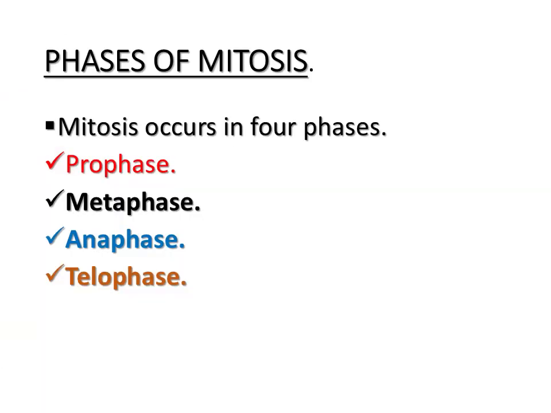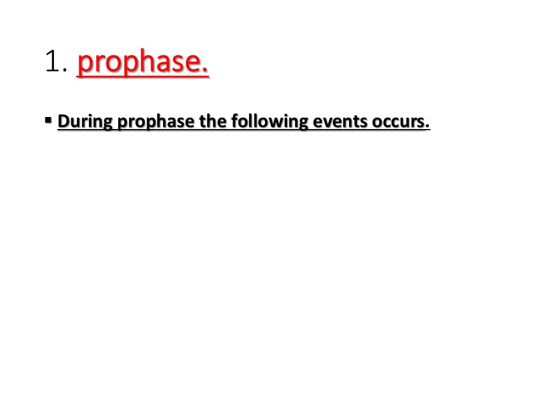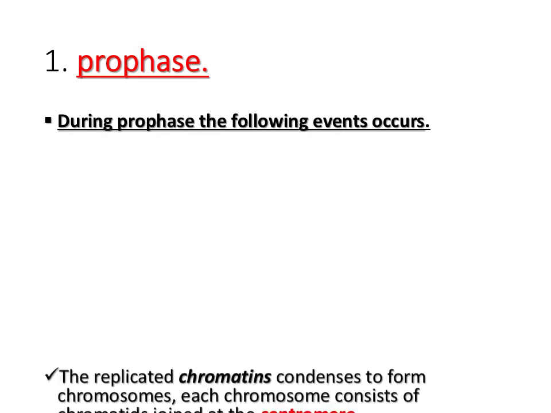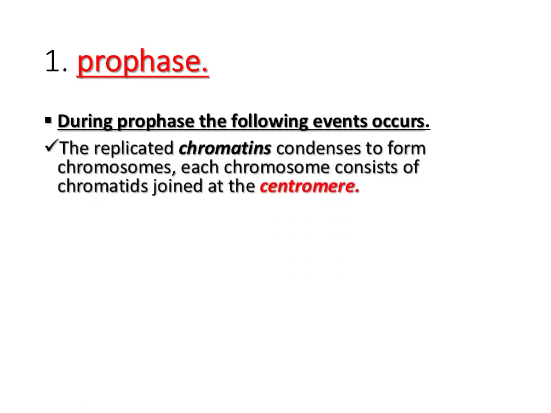Phases of mitosis. Mitosis occurs in 4 phases, which are prophase, metaphase, anaphase, and telophase. Prophase. During the prophase of mitosis, the following events occur. We have the replicated chromatin condensing to form the chromosomes. So chromatin condenses to form the chromosome.